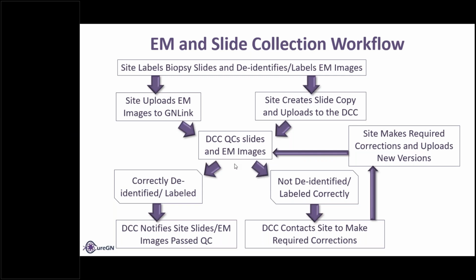The DCC then QCs the slides and EM images. If they are labeled correctly and de-identified correctly, we'll notify you that you can go ahead and send the slides to the repository, okay, or that the EM images pass QC. If they're not de-identified or labeled correctly, we'll let you know what corrections need to be made and for you to let us know when you've uploaded it. So you make your required changes and then upload the new version, and it goes back to the QC process. Okay. Any questions?